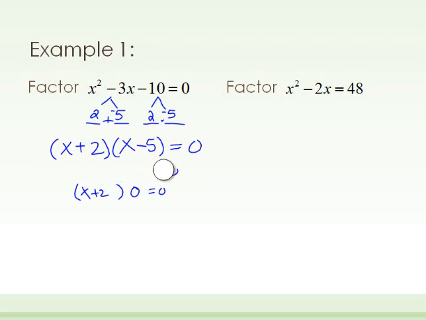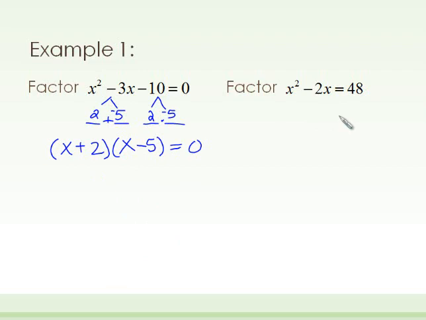So let's go ahead and get rid of this real quick, and then we'll solve for this. When will this parentheses here equal 0? Well, that'll be when x equals negative 2. When will this equal 0? Well, that will be when x minus 5 equals 0, and that's when x equals positive 5. So these are your solutions. x equals negative 2, and x equals 5.